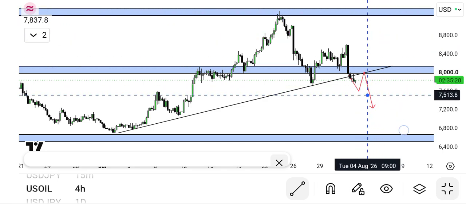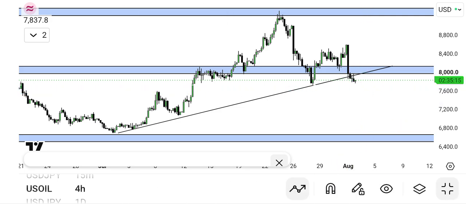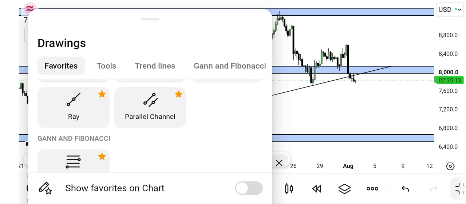Once I see that, then I'm going to put my pending short tool around that side there. I'm going to be shorting the market.